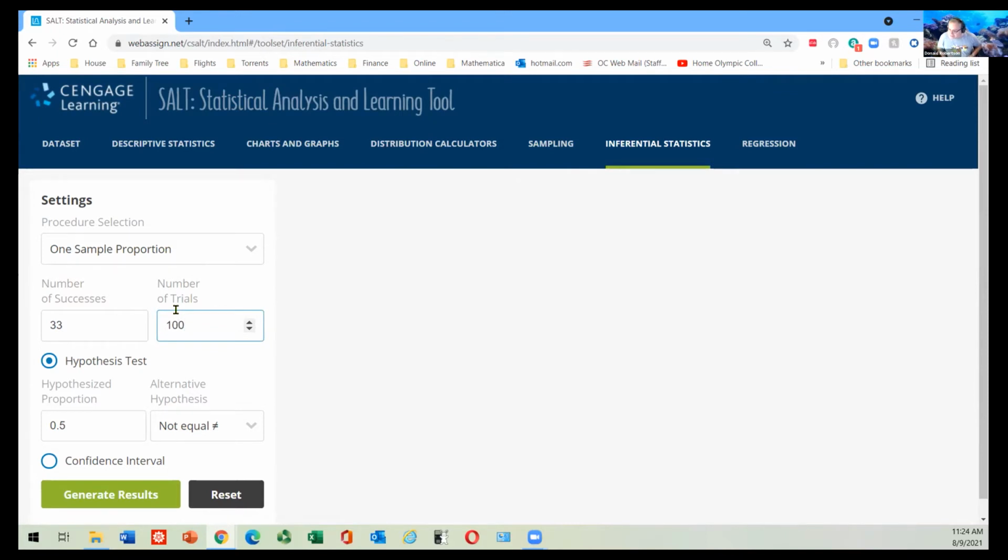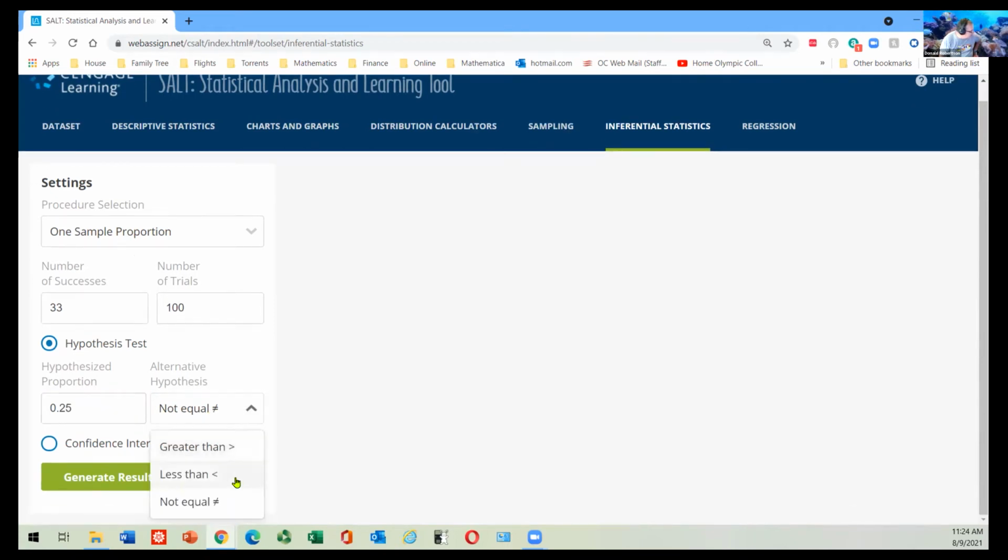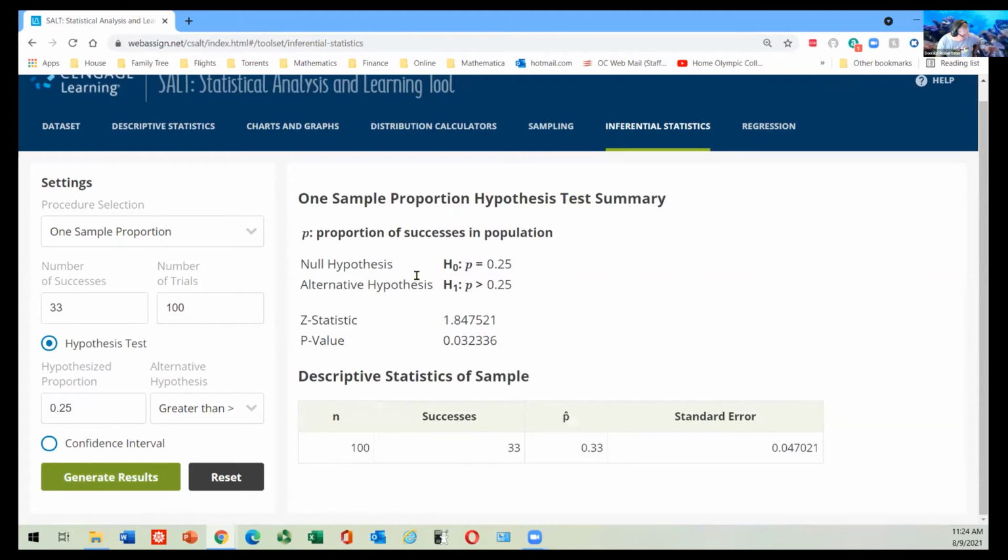Because maybe next time it's 0.33 and it's 200 people, right? You'll have to figure out what the success out of the total is. In this case, it's 0.25. And we want a greater than. You comfortable about the greater than and the 0.25? And now I'll generate the results.